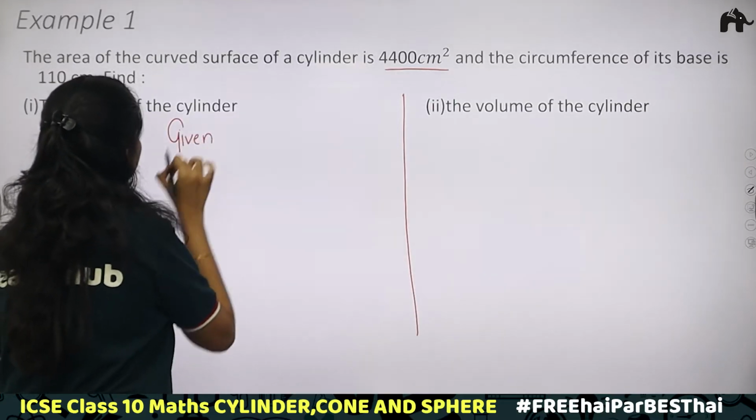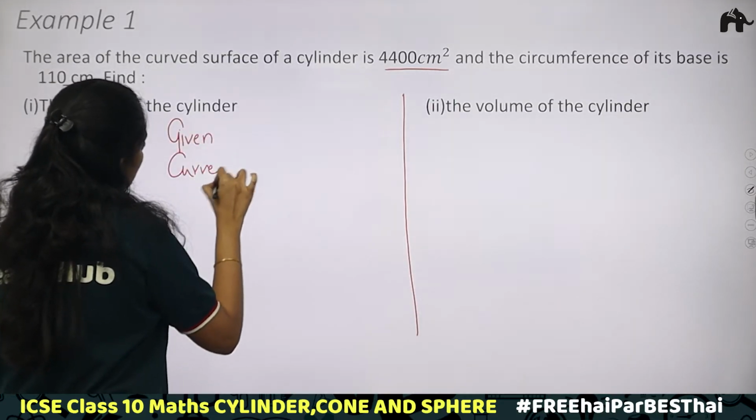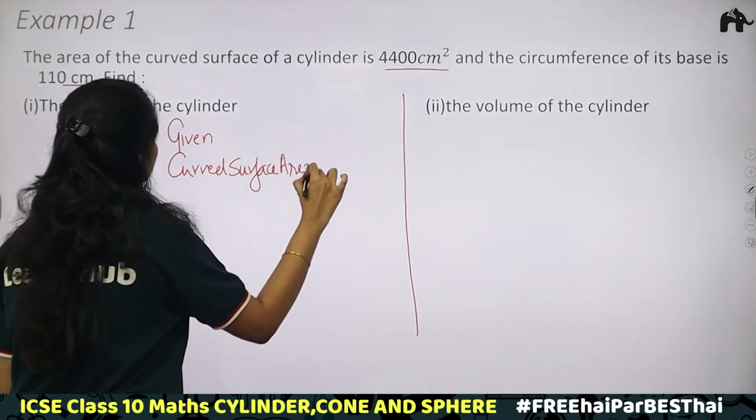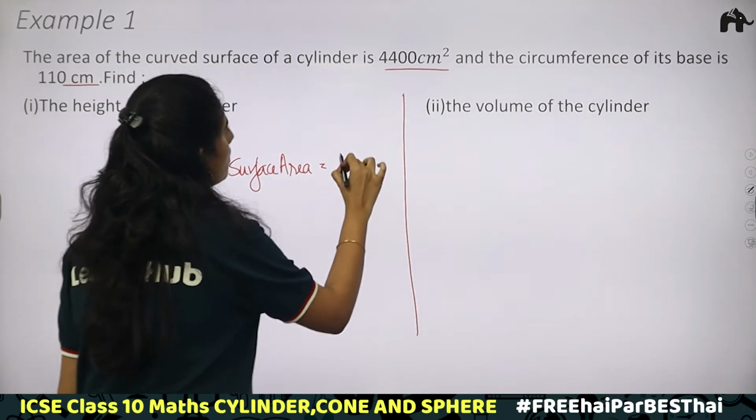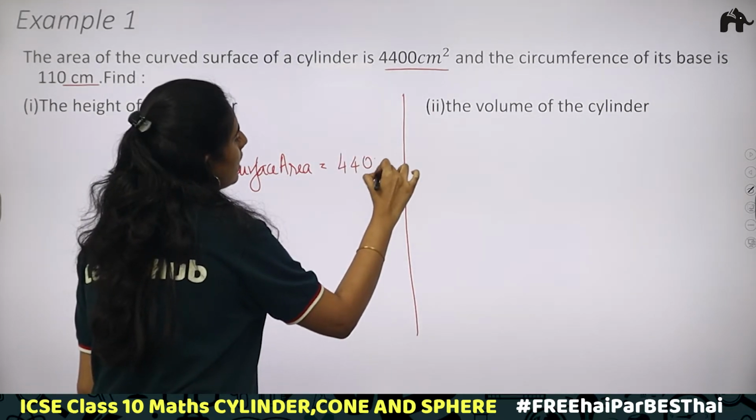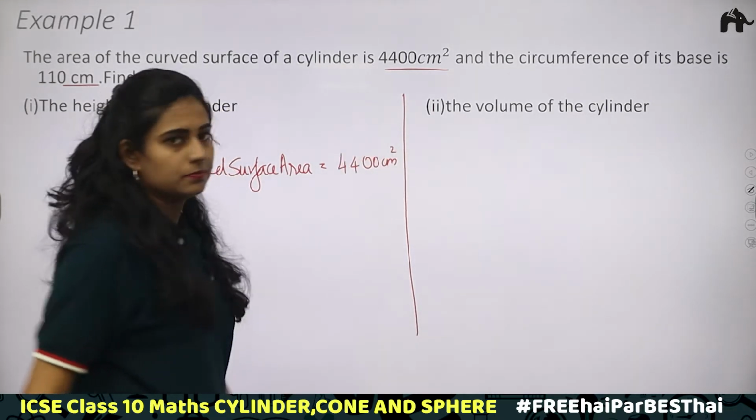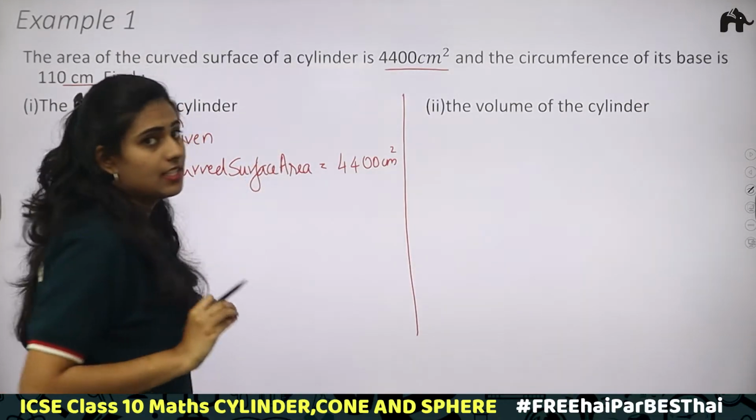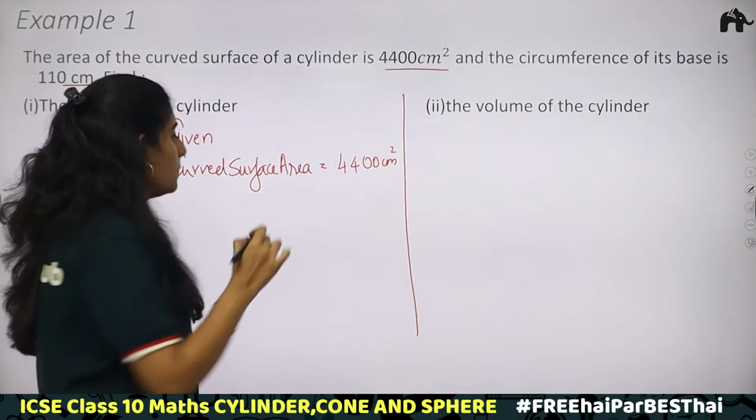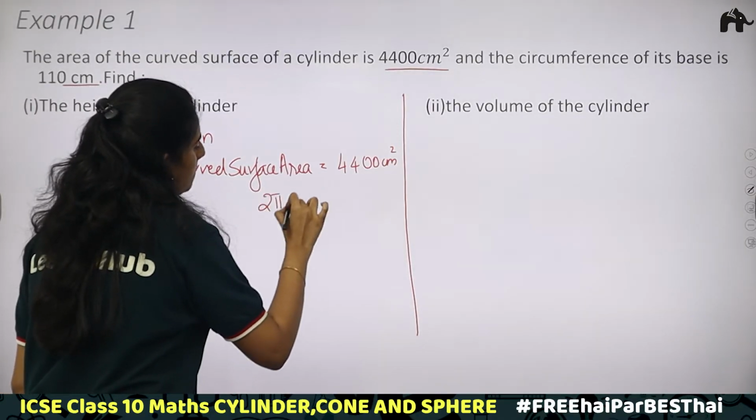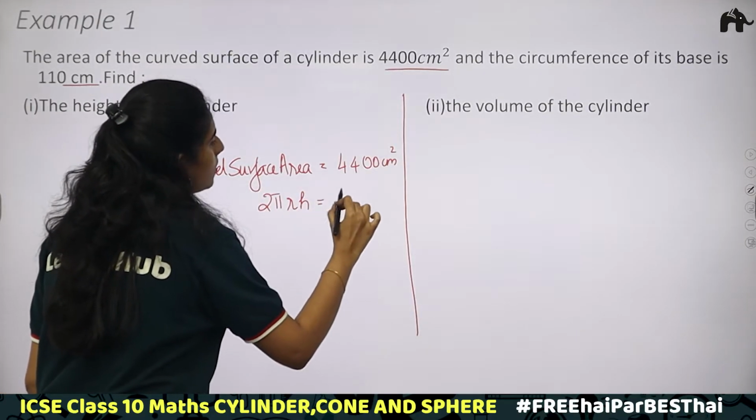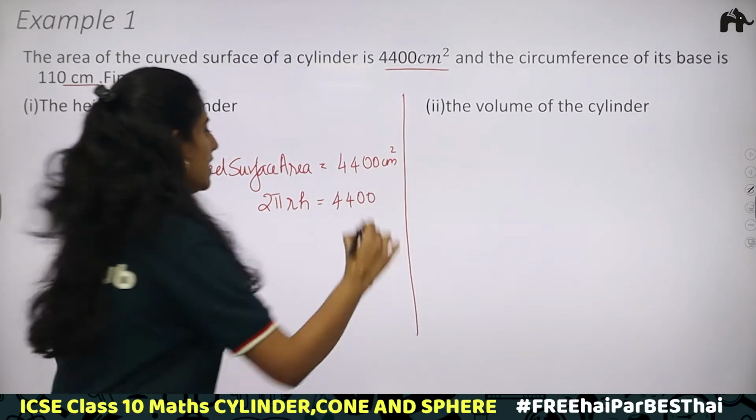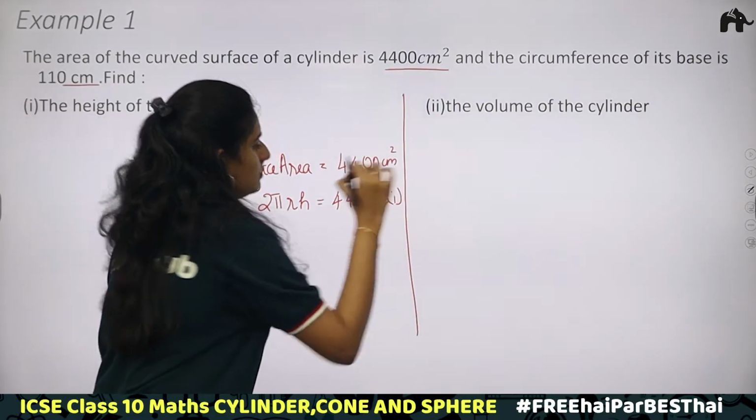Given that curved surface area is equal to 4400 centimeter square. What is curved surface area? How to find curved surface area? What is the formula? 2 pi r h. So 2 pi r h is equal to 4400. Let us keep this as the first equation.